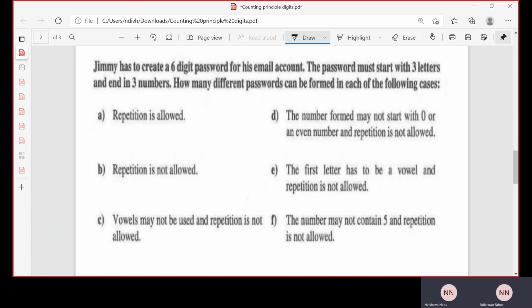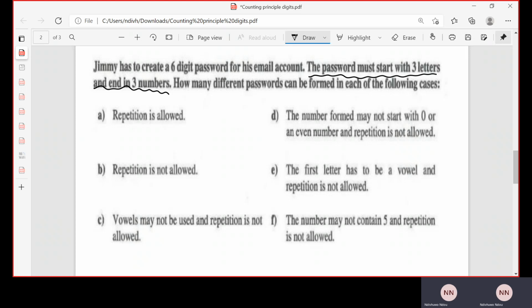Okay. It says Jimmy has to create a 6-digit password for his email account. You see, the counting principle is very useful in real life. So the password must start with 3 letters and end with 3 numbers. The person wants to create a password for his email account. So this is the restriction. The password must start with 3 letters and end in 3 numbers. How many different passwords can be formed for each of the following cases?